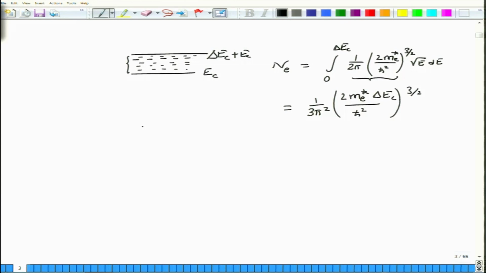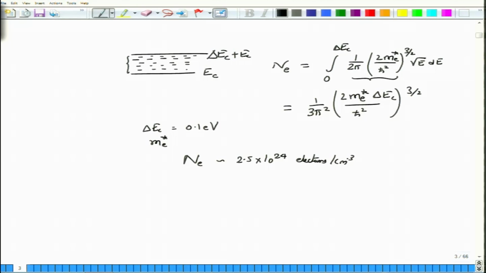Okay, and given that delta EC is about 0.1 electron volt, which is not a large number, but reasonably a small number, and the value of me, which I forgot to write down in this one. But I will give you the value of me later on. Okay. So, when you put these values into this expression and calculate the value of Ne, it turns out that Ne is roughly 2.5 into 10 to the power 24 electrons per centimeter cube.